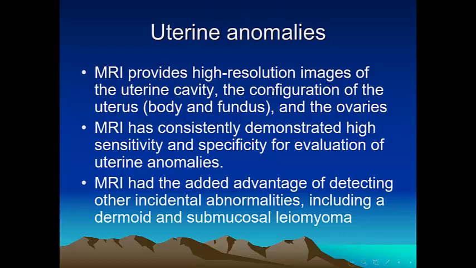Regarding the uterine anomalies, MRI is better for detection of uterine anomalies, especially the complex anomalies. The less complex can be detected by 3D ultrasound. So MRI provides a high-resolution image of the uterine cavity, the configuration of the uterus, body and fundus, and the ovaries. MRI has consistently demonstrated high specificity and sensitivity for evaluation of uterine anomalies. MRI has the added advantage of detecting other incidental abnormalities, including dermoid and submucosal leiomyoma.